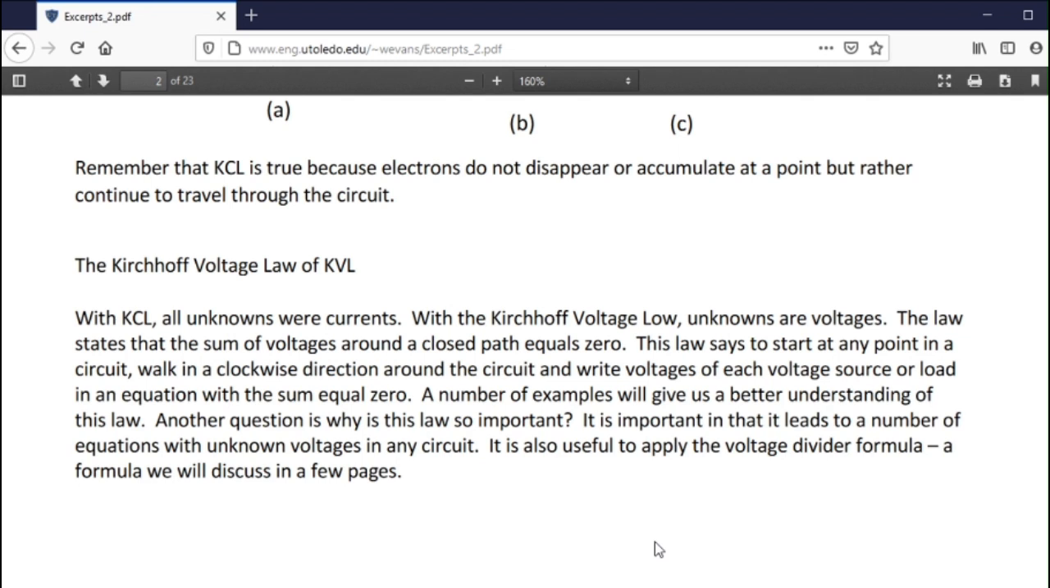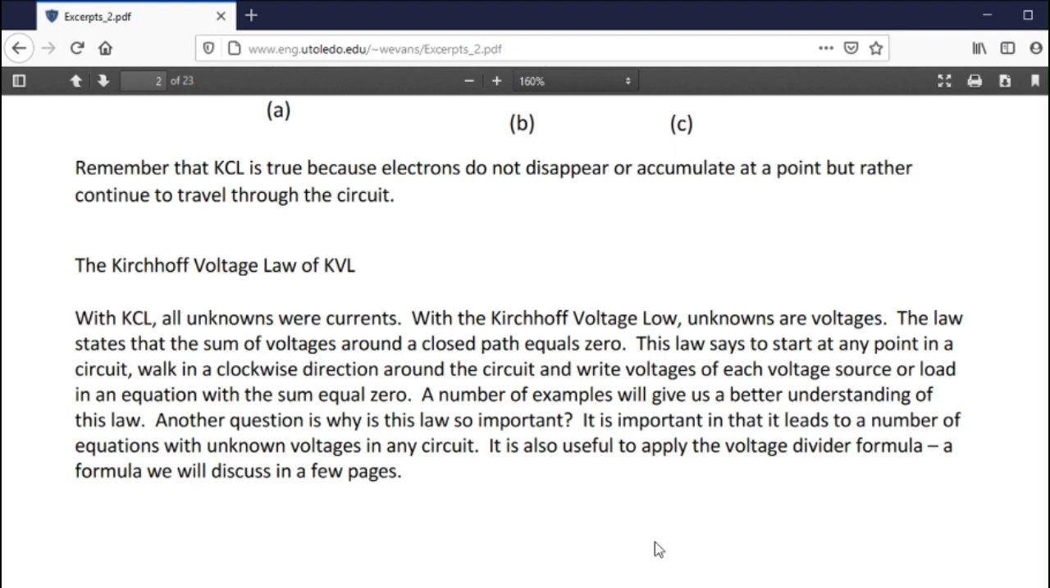The guy's name is Kirchhoff. Okay, so the voltage law states that the sum of the voltages around a closed path equals 0. This law says to start at any point in a circuit, walk around in a clockwise or counterclockwise direction and write the voltages at each voltage source or load, and the sum is going to equal 0. A number of examples will give us a better understanding of this law.